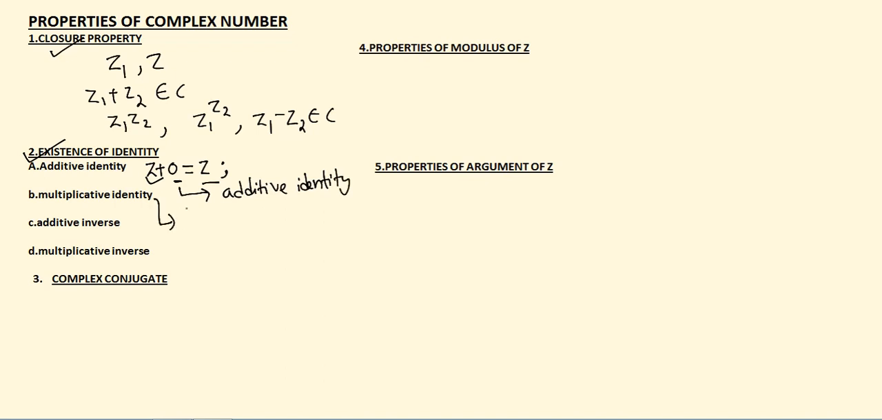Next one is multiplicative identity. That is z into 1 equal to z, which signifies for complex number z there exists a complex number such that their multiplication is z. So 1 is the multiplicative identity of z.